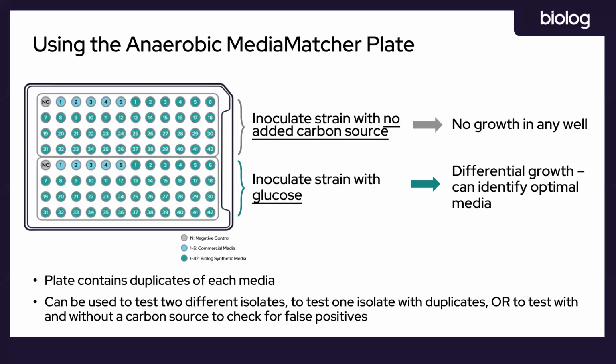Here is the recommended mode of operation using a single microbial sample. The top half of the plate is inoculated without an added carbon source as a control, and the bottom half is inoculated with a carbon source such as glucose. Alternatively, one isolate can be grown with a carbon source on both sections of the plate to address variability, or different isolates can be grown on the top and bottom to maximize screening efficiency.